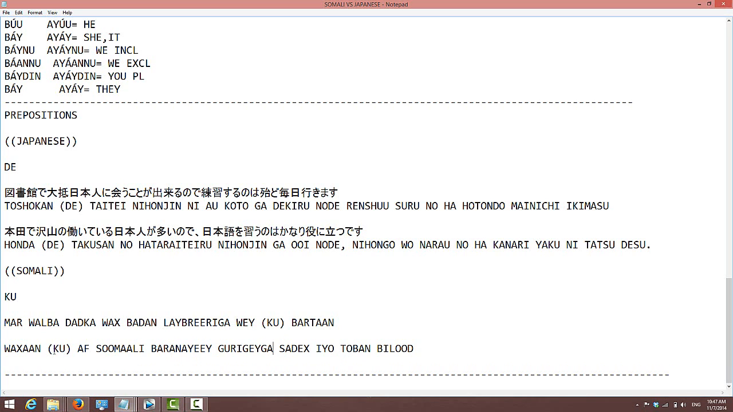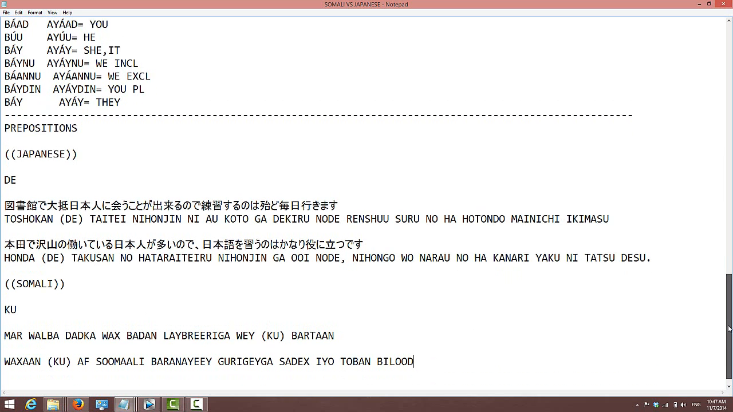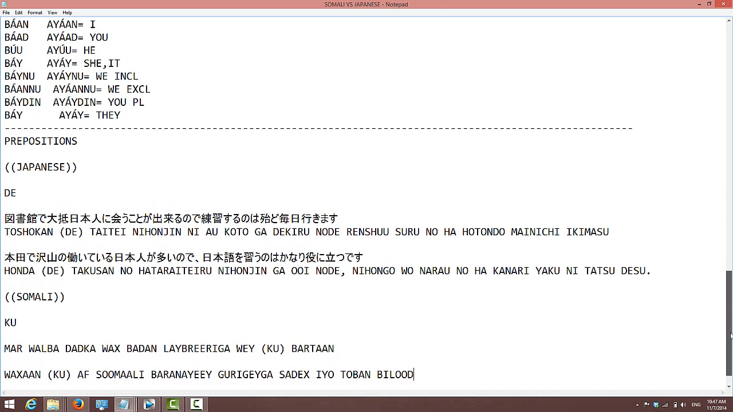Okay. So yes, it's really strange, and I found it strange as well how they use prepositions in Somali, because you have the location in the middle of the sentence, but you have the preposition way at the beginning. So it's just something that you have to get used to. Waxaan ku af Somali baranayay gurigayga saddex iyo toban bilood. If I'm wrong here, please correct me. I'm open to the corrections, by the way. So feel free to correct anything here that I've messed up on.